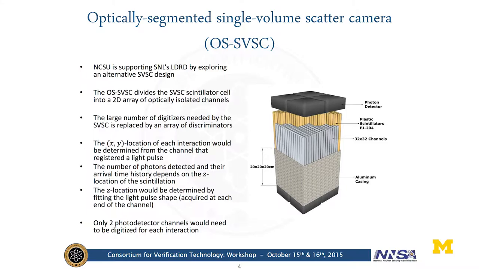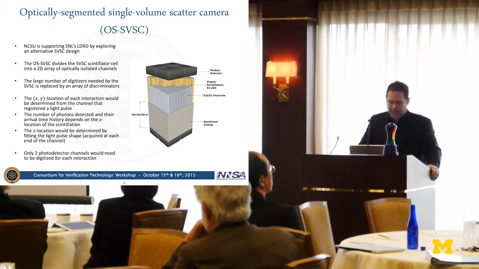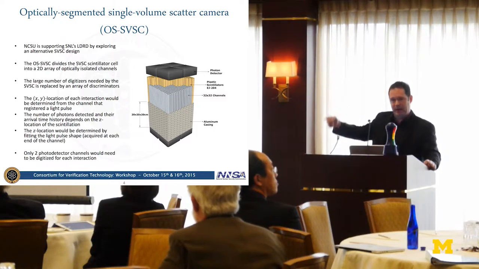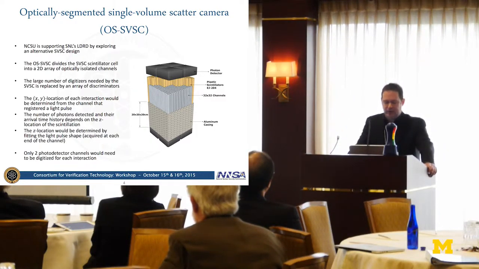The XY location determination is actually fairly straightforward. That comes from the channels that actually received a light pulse. The photon arrival time distribution and the number of photons that show up at the photodetectors depends on the Z location. That's the location up and down in these channels where the scintillation occurred. Turns out that actually determining the Z location, of course, is the most challenging part.